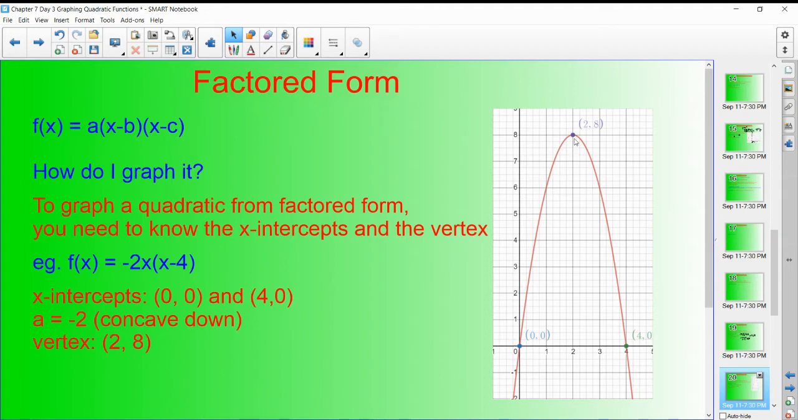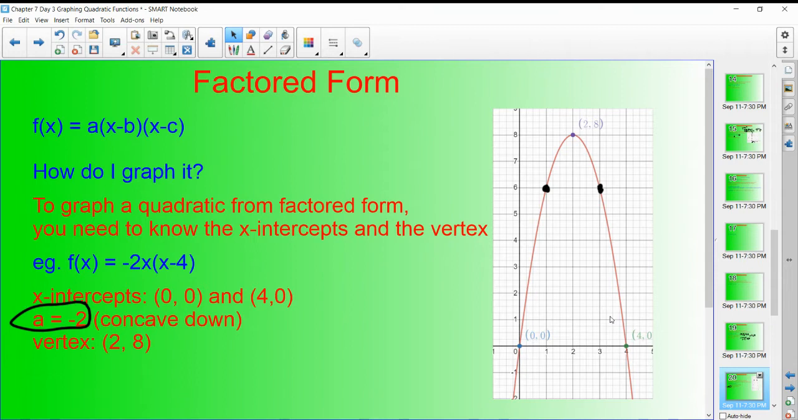And if I want to check to see does this graph look right, the vertical stretch tells me to go left 1 and down 2. So start at the vertex, go left 1, down 2, go left 1, down 2. Now I don't need those 2 points that I just plotted. I need 3 points. So in this case, I have the x-intercepts, and I have the vertex. Those are 3 good points. The negative tells me the graph opens down. This graph looks like it's opening down, so I'm confident that I graphed it correctly.